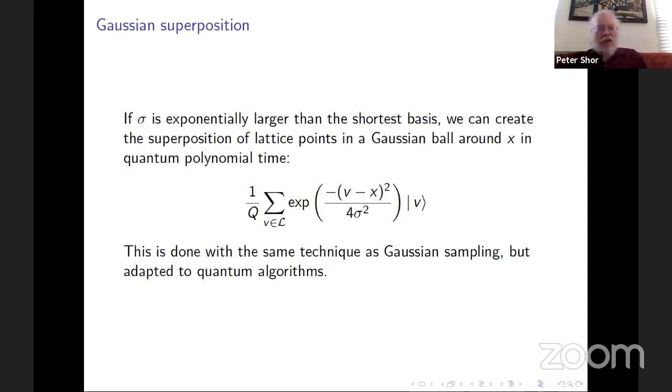And this is the state of the superposition of lattice points V with the amplitude on V proportional to e to the minus |V minus x| squared over 4 sigma squared. And of course, there's a normalization constant that we won't go into, but it's easy to compute. And to do this, you do exactly the same technique as Gaussian sampling classically, except you do it in quantum.